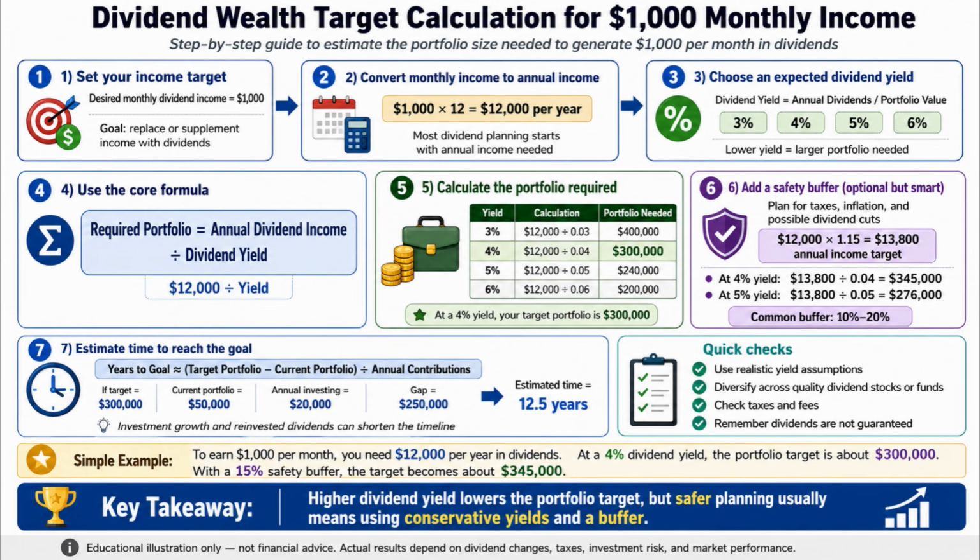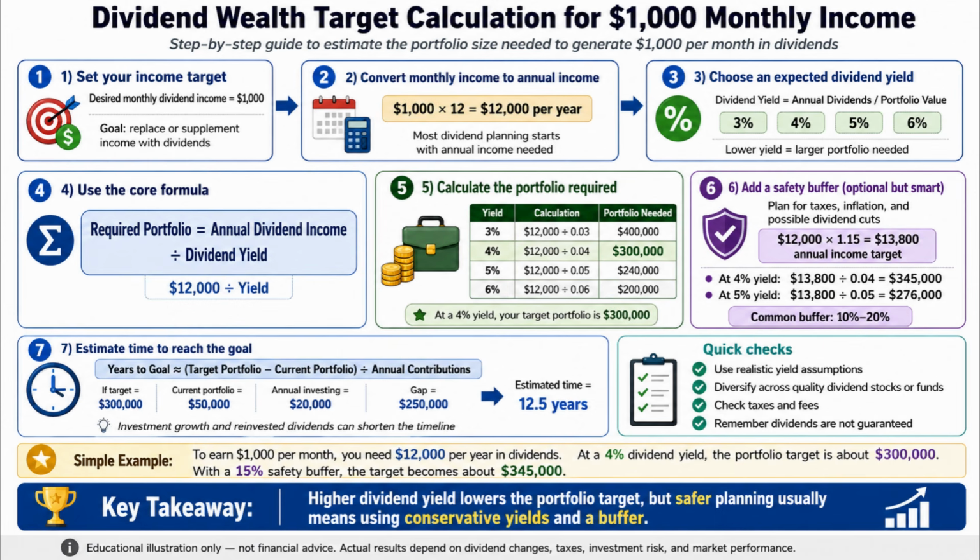However, it is also smart to add a safety buffer. A buffer helps account for taxes, inflation, fees, and possible dividend cuts. A common buffer may be around 10 to 20%. For example, if we add a 15% buffer to $12,000, the new annual income target becomes $13,800. With this safety buffer included, the required portfolio becomes larger.